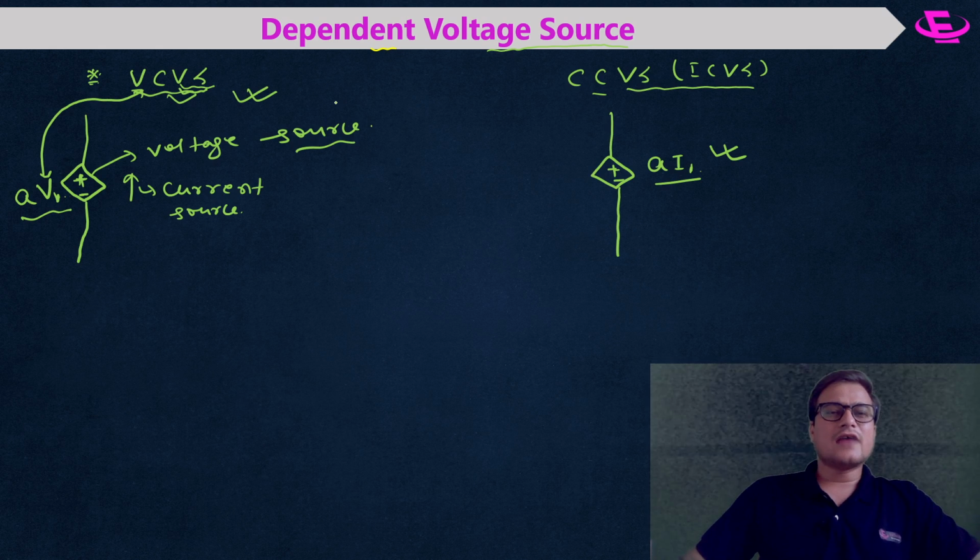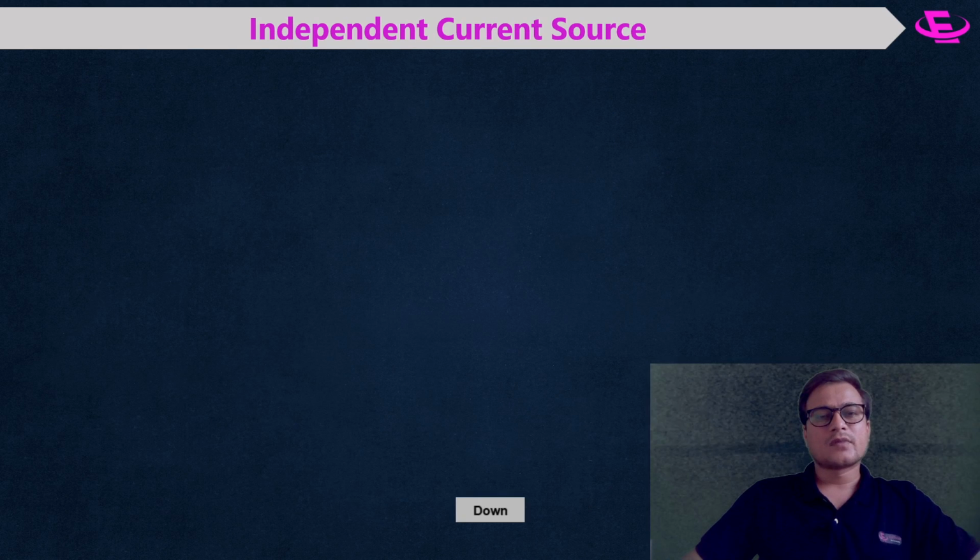Next, when we discuss KCL and KVL, nodal analysis, mesh analysis, at that time we'll see how to deal with dependent voltage and current sources. So next is independent current source. What is an independent current source? Independent current source means it will maintain a fixed value of current. Independent means fixed value of current.